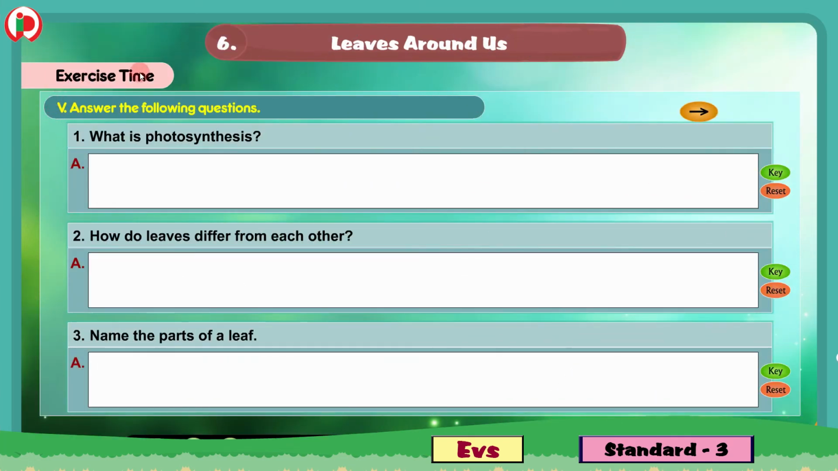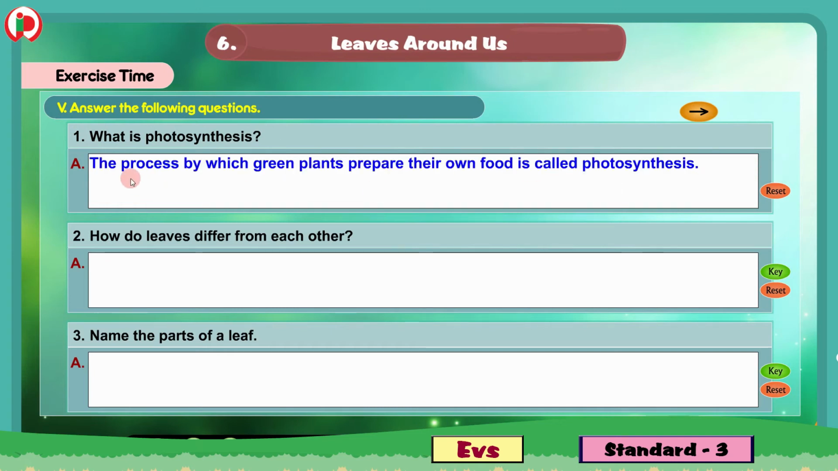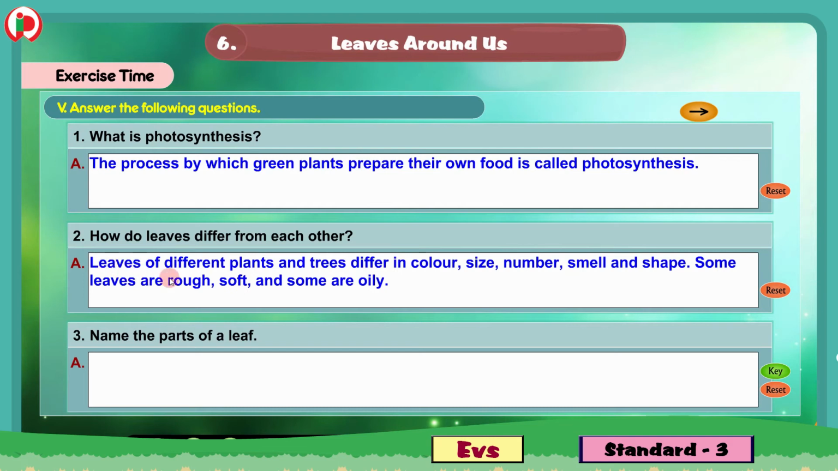The next bit under exercise time 5 is answer the following questions. Here we have a few questions. We will read the question and then write the answer. 1. What is photosynthesis? The answer for this question is the process by which green plants prepare their own food is called photosynthesis. 2. How do leaves differ from each other? The answer is leaves of different plants and trees differ in color, size, number, smell and shape. Some leaves are rough, soft and some are oily.